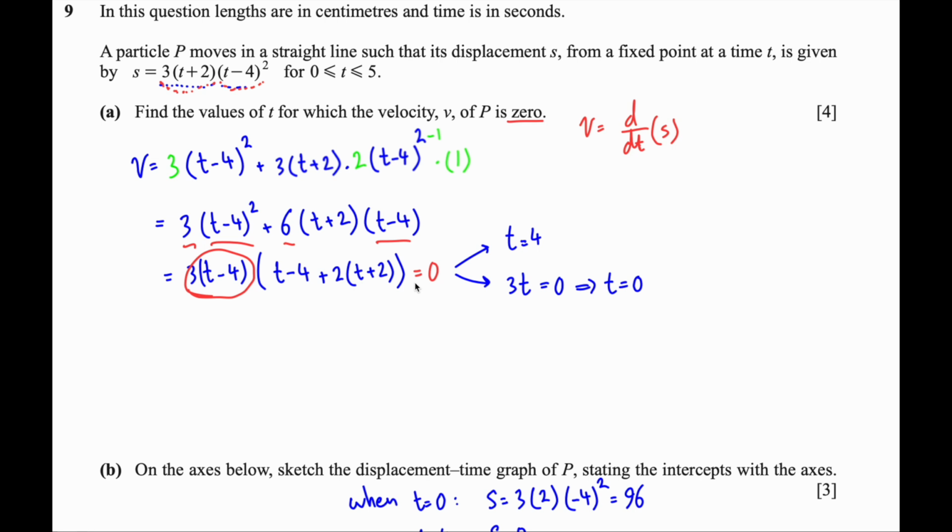So what you can do is to factor out 3 as well as t minus 4, since it is common between the two terms. So once you do that, from the first term, you're left with t minus 4. From the second term, you're left with 2 times t plus 4. And you have to put it equal to 0 because this is my velocity, and I'm asked to find when the velocity is 0. So at t equals 4 seconds, that's when the velocity is 0. Also at the beginning, when the particle starts its journey.